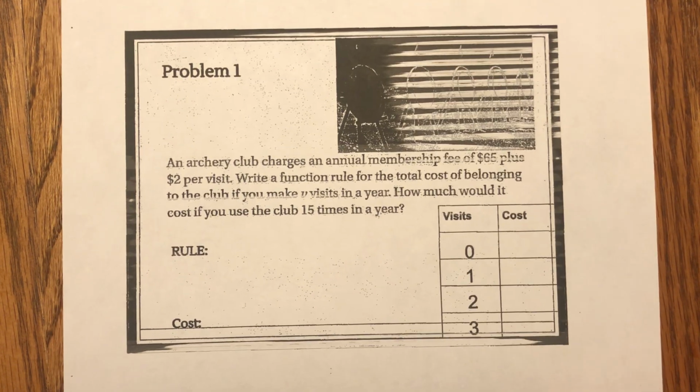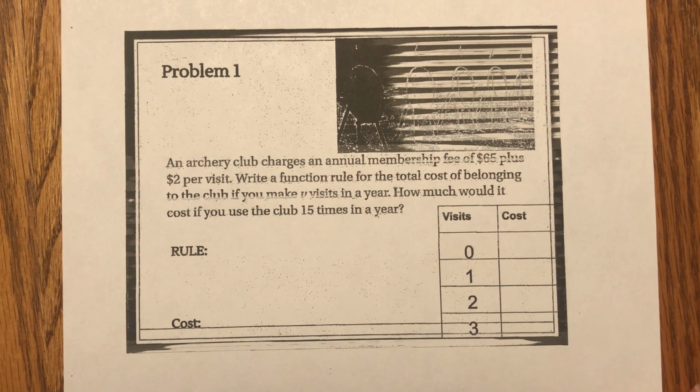So it's an archery club, and it charges an annual membership fee of $65 plus $2 per visit. And we're wanting to write a function rule for the total cost of belonging to the club if you make V visits in a year. And then there's another question as to how much it would cost you if you use the club 15 times in a year.